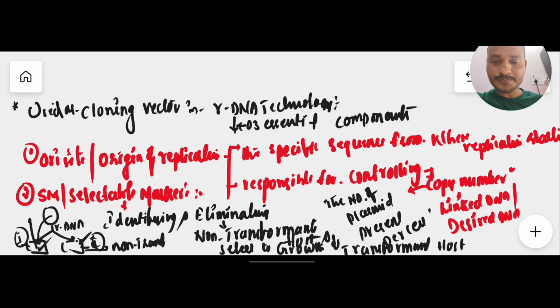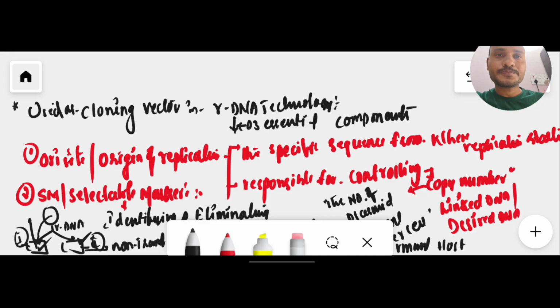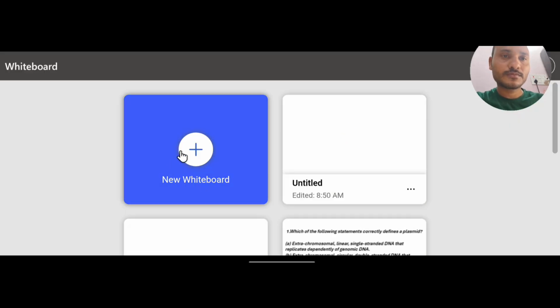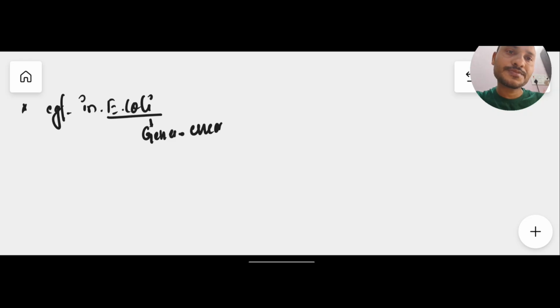There are some examples given as selectable markers. Here I am writing. Example of selectable markers in E. coli, Escherichia coli bacteria: genes encoding resistance to antibiotics.